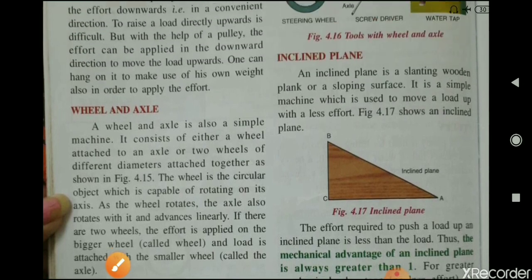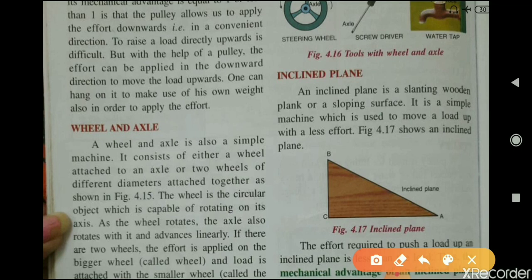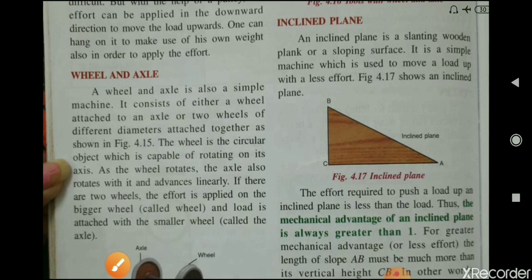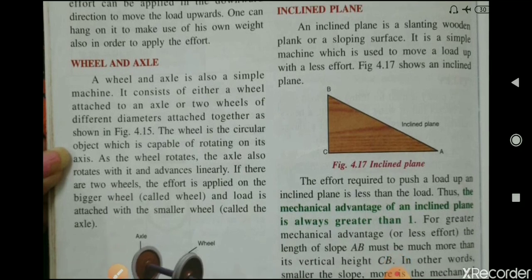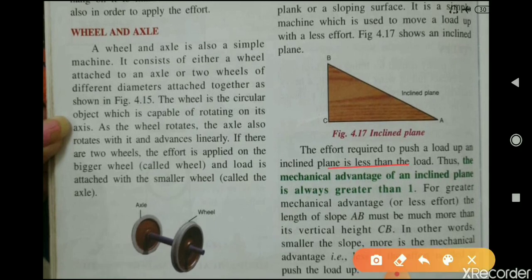Now, inclined plane. An inclined plane is a slanting wooden plank or a sloping surface. You can see here this is an inclined plane. It is a simple machine which is used to move a load up with less effort. The effort that is required to push a load up an inclined plane is less than the load.